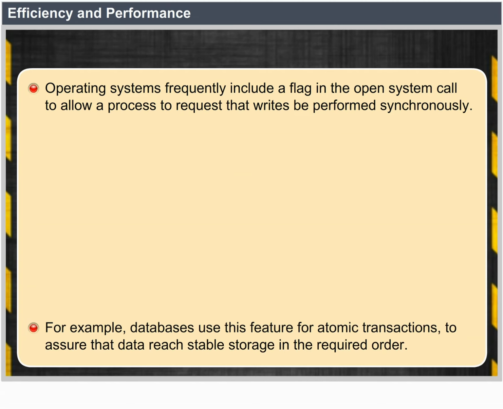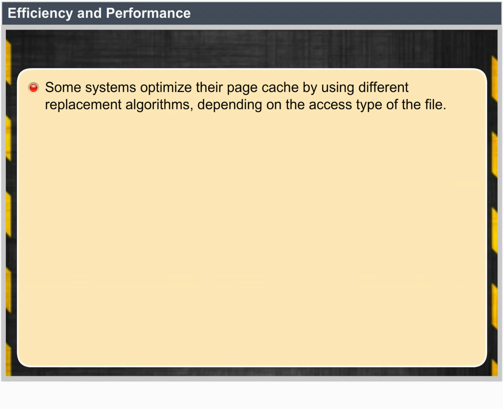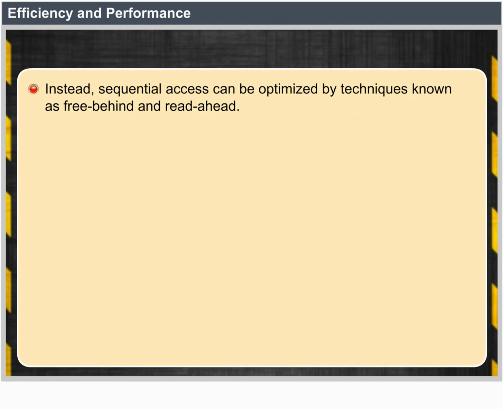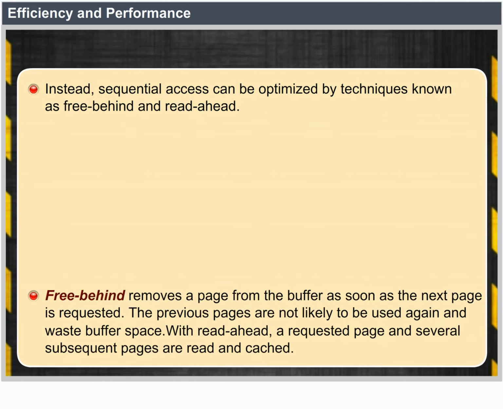Some systems optimize their page cache by using different replacement algorithms depending on the access type of the file. A file being read or written sequentially should not have its pages replaced in LRU order because the most recently used page will be used last or perhaps never again. Instead, sequential access can be optimized by techniques known as free behind and read ahead. Free behind removes a page from the buffer as soon as the next page is requested. The previous pages are not likely to be used again and waste buffer space.